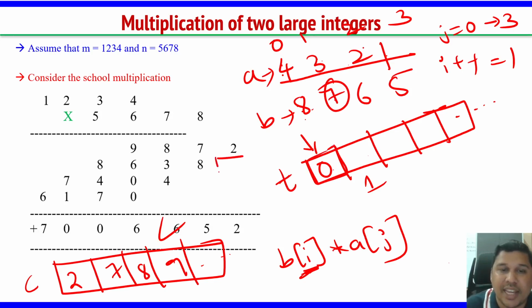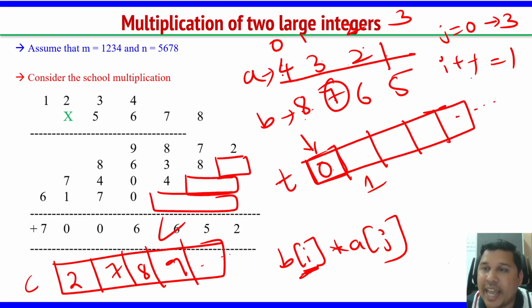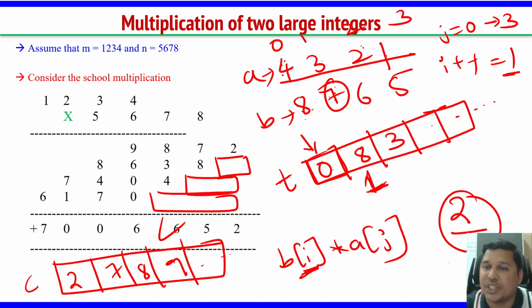Why? Because we are leaving this position, then two positions, then three positions. Same way, depending on the i value, when i is 1, start filling from 1. So, initially the T array will be all zeros. Now, 7 4s are 28, so 8 comes here, carry 2. Then 7 3s are 21 plus 2, 23, so 3 comes here, again 2 is the carry. 7 2s are 14 plus 2, 16, 6 comes here, 1 is the carry. 7 1s are 7 plus 1, 8.